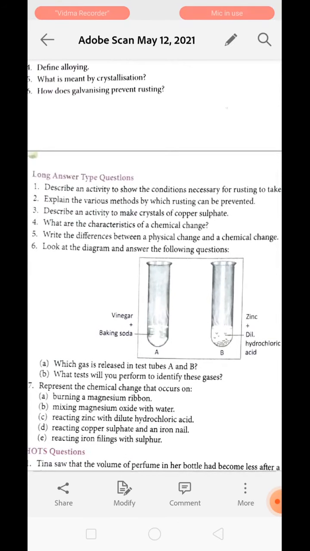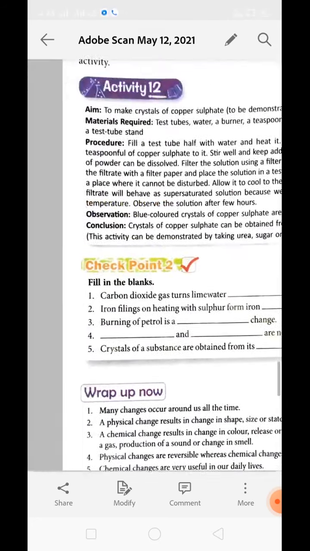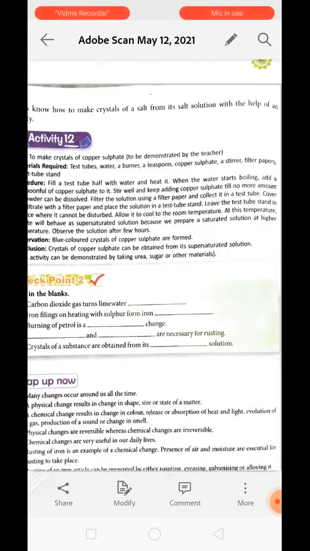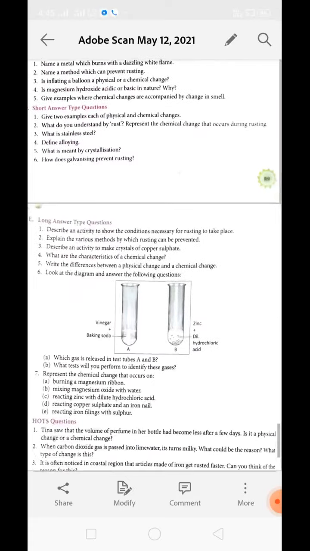Now next is, describe an activity to make crystals of copper sulfate. Third question. For that you will write activity number 12. You will write activity number 12. Okay. Next question.